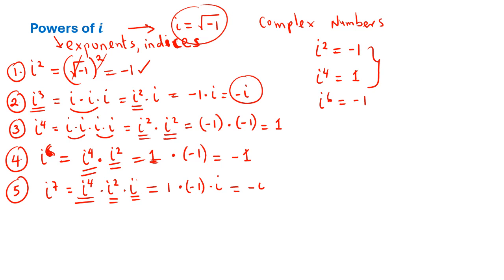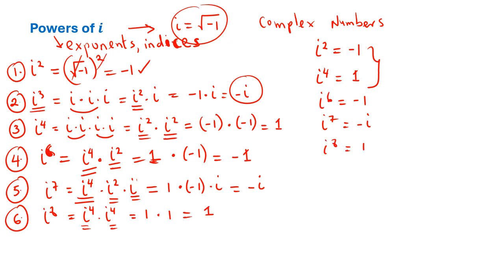Again, that will give what? -i. So you can see that i to the 7th power gives -i. All right, we go to another example where we're doing i to the 8th power. For i to the 8th power, it will mean i to the 4th times i to the 4th. And i to the 4th is 1, and i to the 4th is also 1. That means 1 times 1 is what? 1.